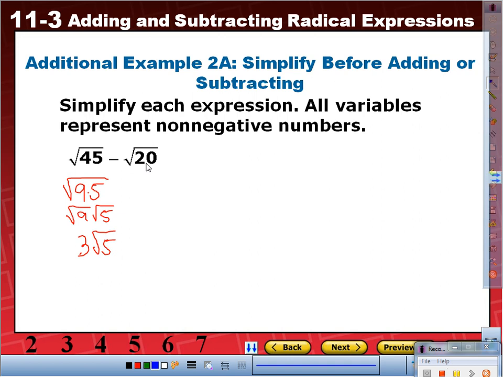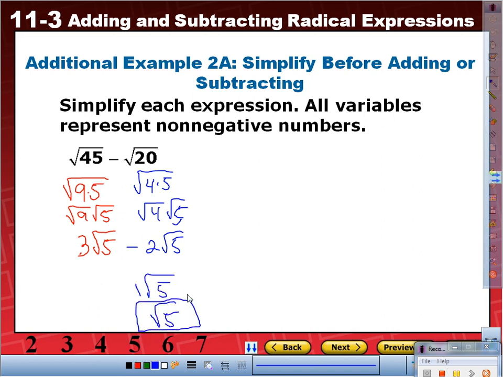I can't simplify anymore. I'm going to go with this one. This one becomes 4 times 5. Square root of 4, square root of 5. Square root of 4 is 2 square root of 5, and it's a subtraction. Do we have the same type of radical? Yes. What is 3 minus 2? 1 square root 5, or square root 5. Copy that, please.